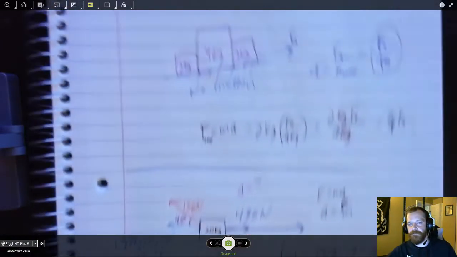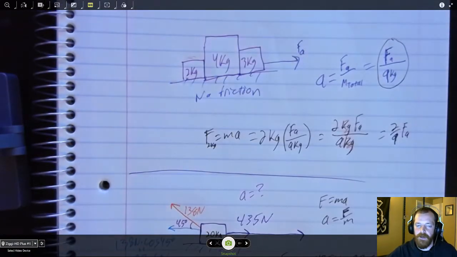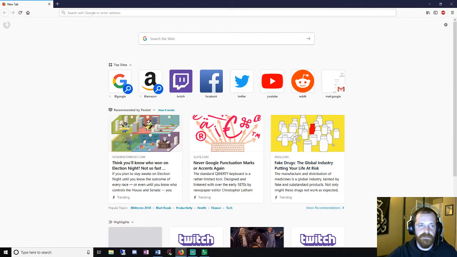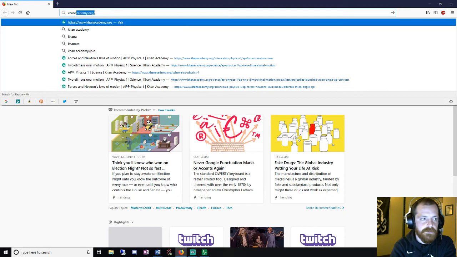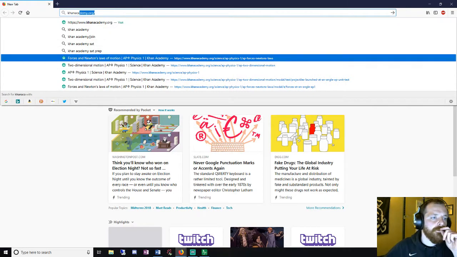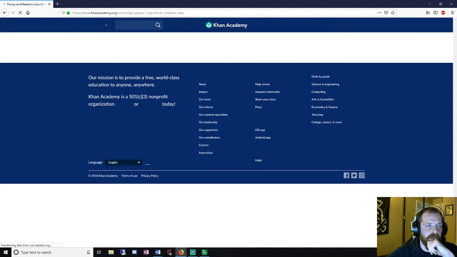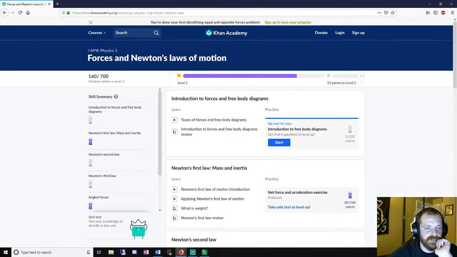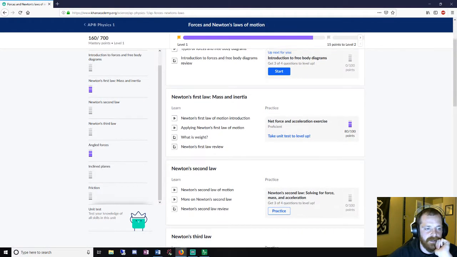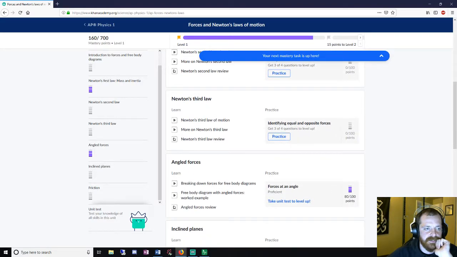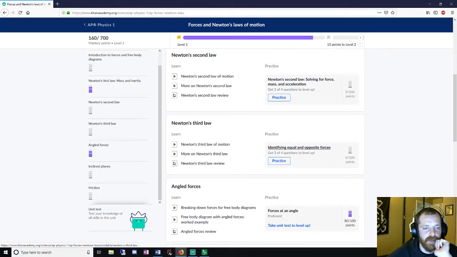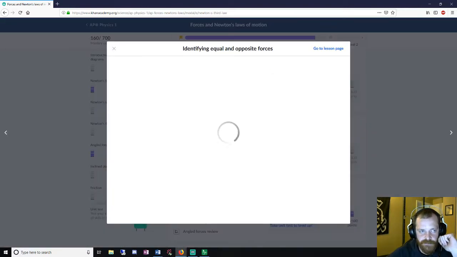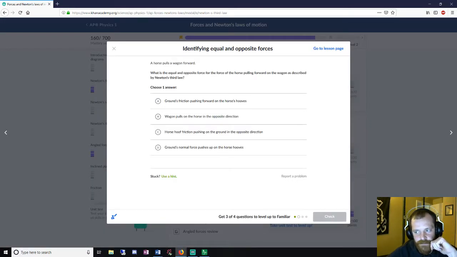Oh, do you know what we should do? Let's do some of the Khan Academy stuff. Let's do some of those practices together real quick, because some of those you will see very similar questions to that on the test. So third law is pretty basic, just understanding reaction pairs. But it's still good to go over real quick. So let's just do a few of these, and then I'll do some of the angled ones.